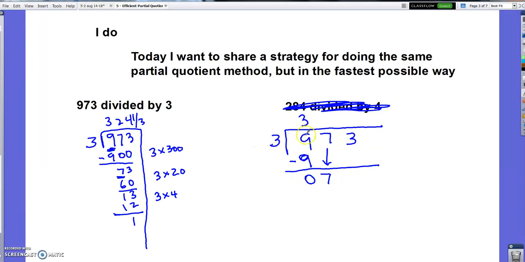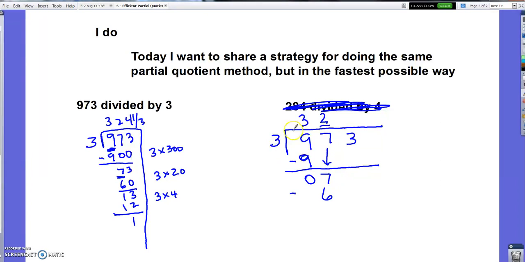Now I'm going to do 3 times what gets me as close to 7 as I can possibly go without going over it. So I can do 3 times 2 is 6. If I did 3 times 3, I would be too high. I'd be at 9. I'd be past 7, and I couldn't subtract those. So here, we got our 300s, and then we got our 20, our 2 10s.